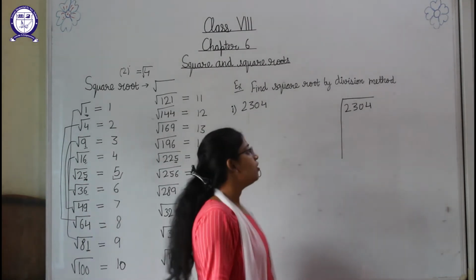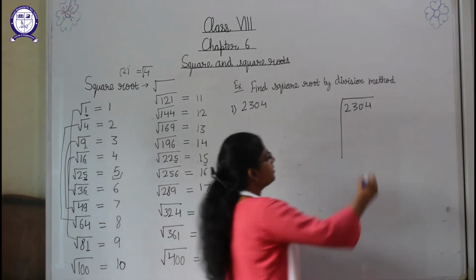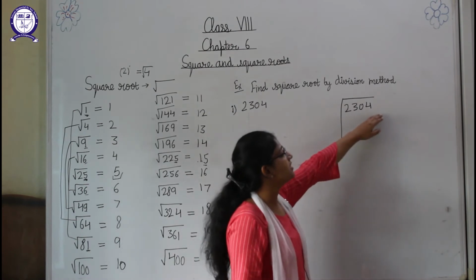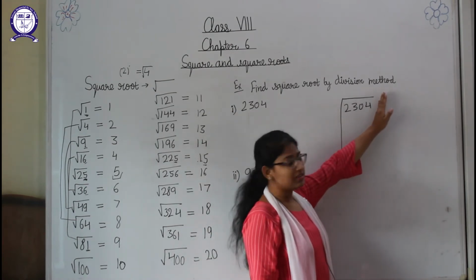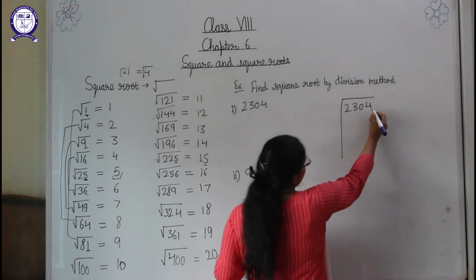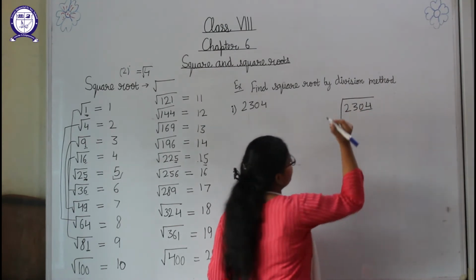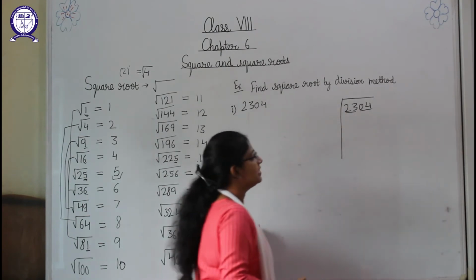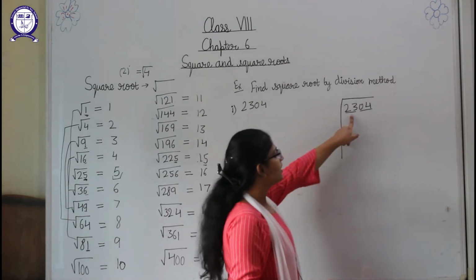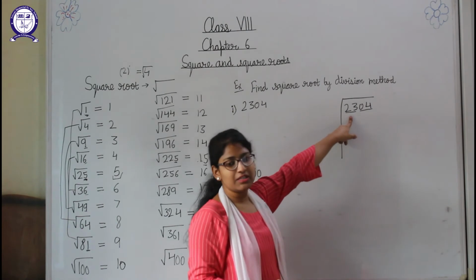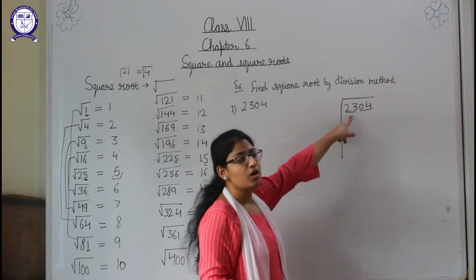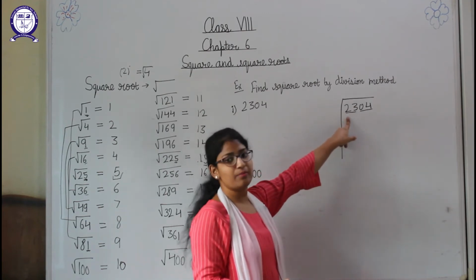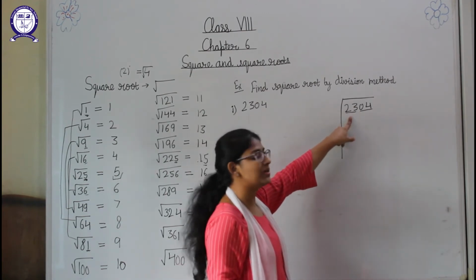Okay, now what we will do, students, is make pairs, and we will start making the pairs from the end, meaning from the right side. So here 0 and 4, these two will make a pair, and here 2 and 3, these two will make a pair. Okay, so what is the first pair here? 23 is the pair.